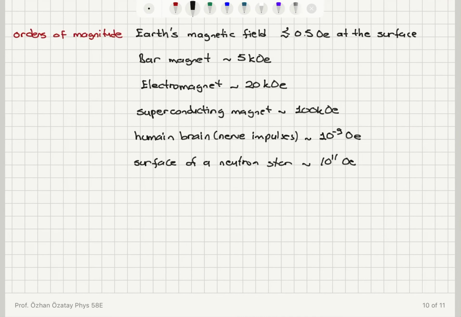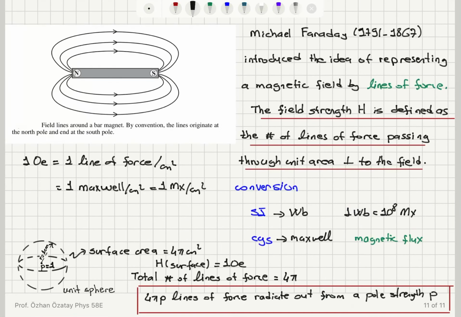Typical values of magnetic fields in CGS units: Earth's magnetic field is less than or comparable to 0.5 Ørsted at the surface, a bar magnet 5 kOe, an electromagnet 20 kOe, and superconducting magnets can easily produce 100 kOe. Human brain nerve impulses create a nano-Ørsted, but at the surface of a neutron star, you have an order of magnitude of 10 to the 11 Ørsteds.